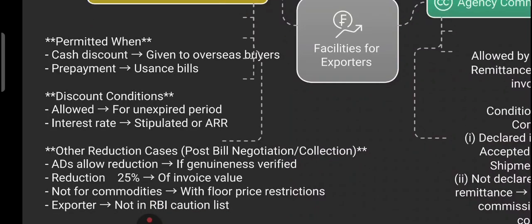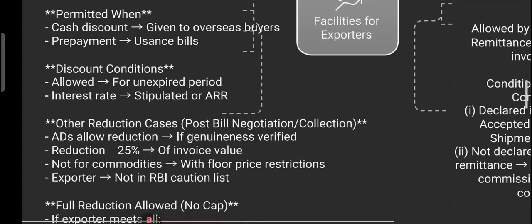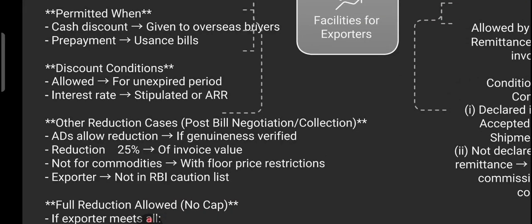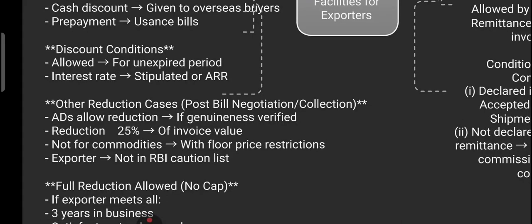So basically, an exporter can offer discount on invoices or earn commission without breaking any rule. Discount can be given as cash discount to the overseas buyer or prepayment on usance bill. Now what are the conditions? The discounts are allowed only for the unexpired period, right? And the interest rate must be either pre-stated or as per the applicable reference rate, which we call ARR. What is ARR? Applicable reference rate.